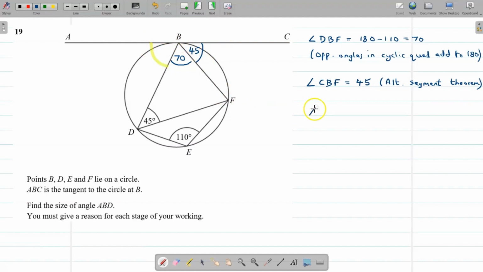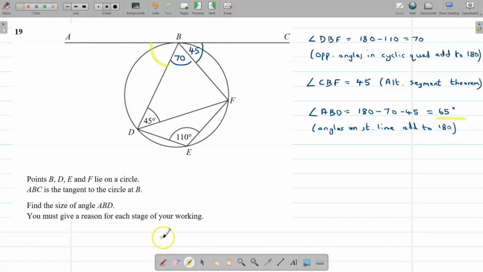So angle ABD, which is the one we want, is clearly going to be equal to 180 minus the other two, the 70 and the 45. That comes to 65, and the reason angles on a straight line. Angles on a straight line add to 180. Okay, and that's all my reasoning clearly shown. And there's the answer.